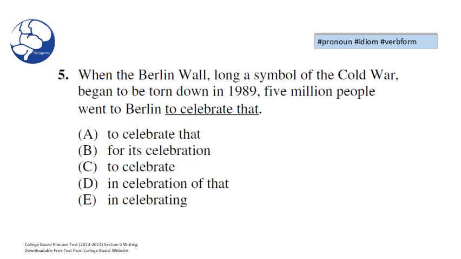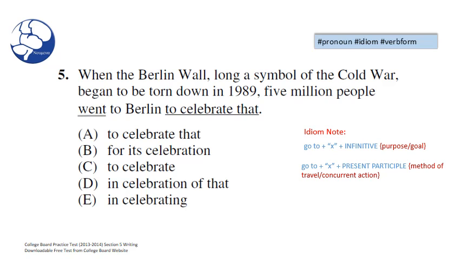Okay, before we even look at the answer choices, I want you to look at this note. It's an idiom note. Remember from our previous problem, we had what we called a special verb. Well, we have another special verb in this problem: went, or go. Go to plus X plus infinitive provides us a purpose or a goal, why we went somewhere. Or we can have go to plus X plus present participle, and that'll let us know about the method of travel or a concurrent action. So let's keep this note in mind as we look at our different choices.